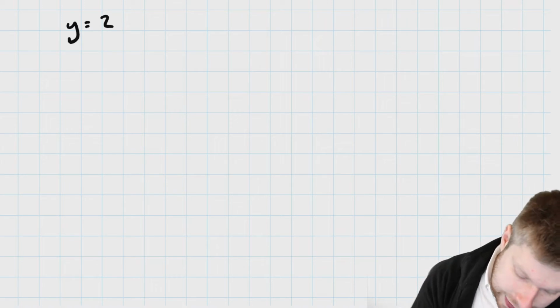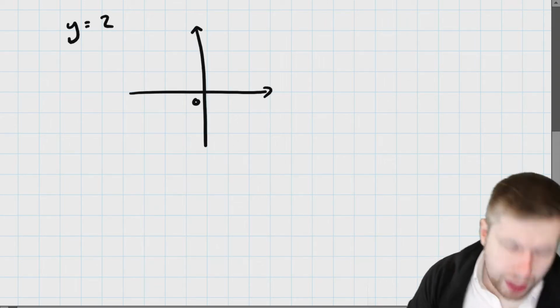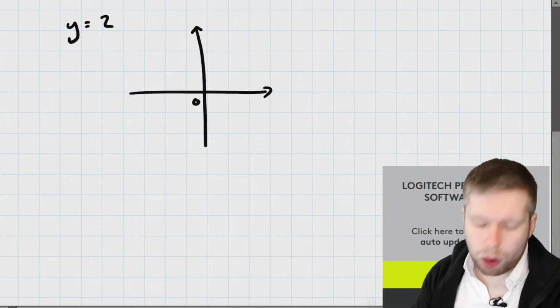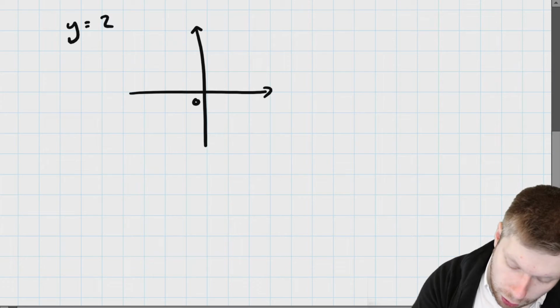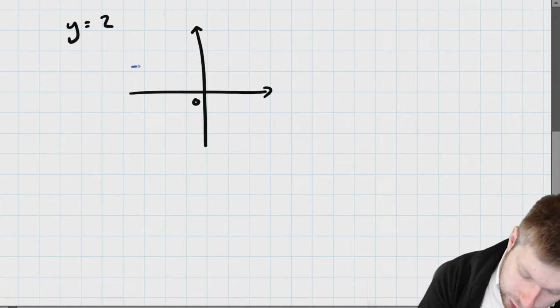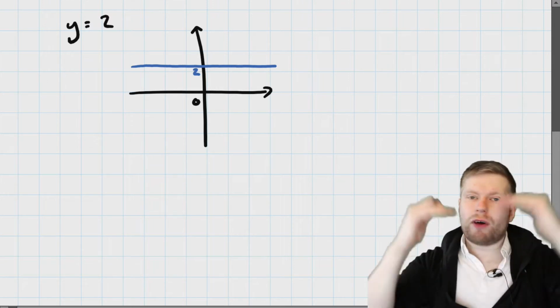So if I draw myself a set of axes, have a look here. Draw my axes. Now I just need to connect together all of the points which have a y coordinate of 2. Well, hopefully fairly obviously, the set of points which have a y coordinate of 2 will just be a flat horizontal line and they all have a height of 2.